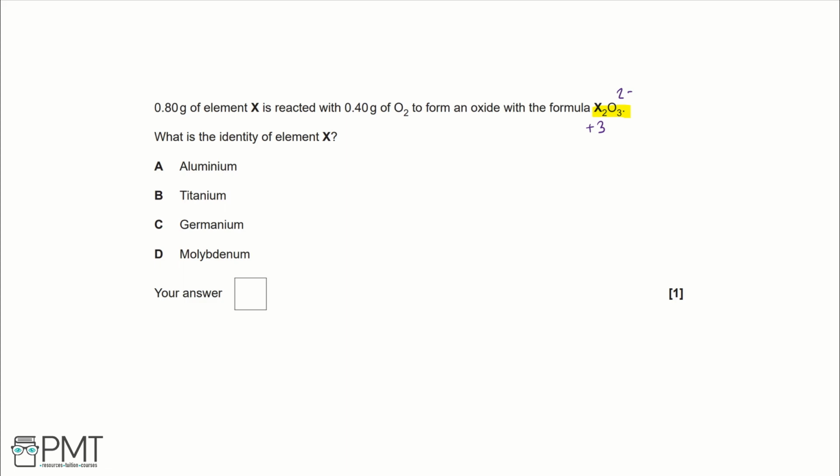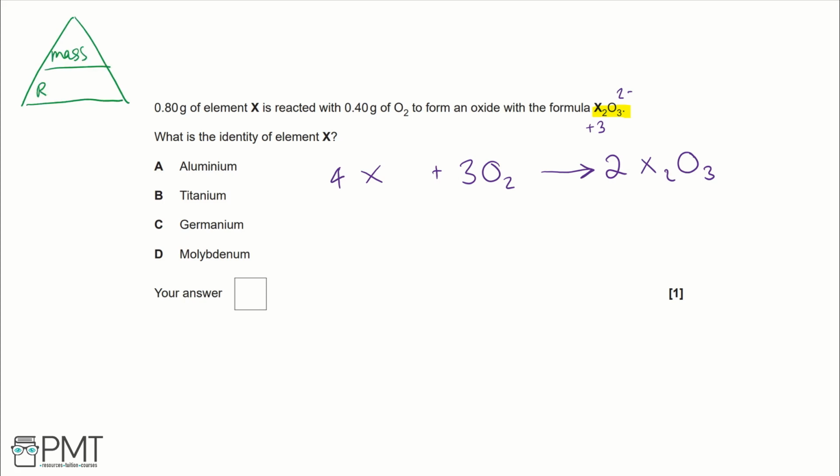So instead we need to try and create a balanced equation and work out moles and relative formula masses. So if we have X plus O2, that's going to produce X2O3. Balancing this equation, we would need 3 O2s, 2 X2O3s, and 4 X's to make this a balanced equation. Then we're going to use the equation triangle of mass divided by relative formula mass times moles.